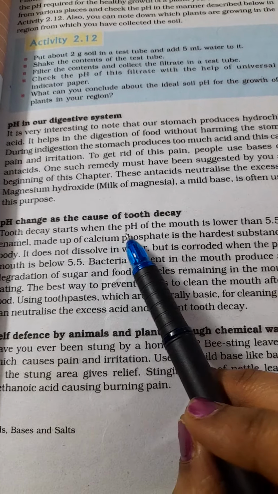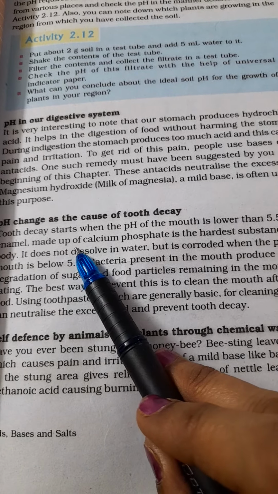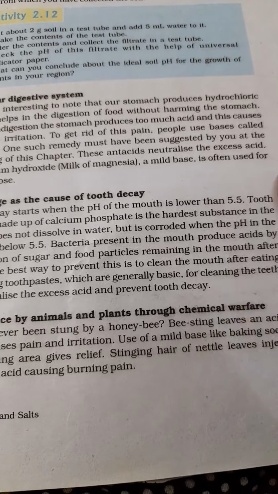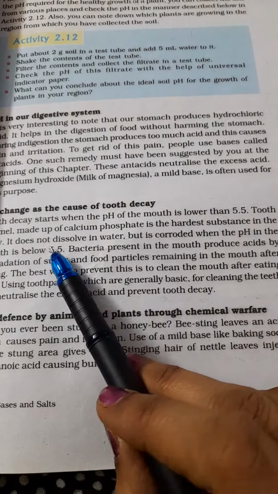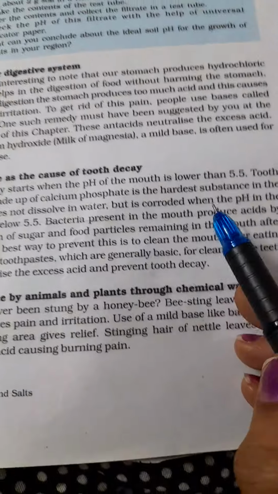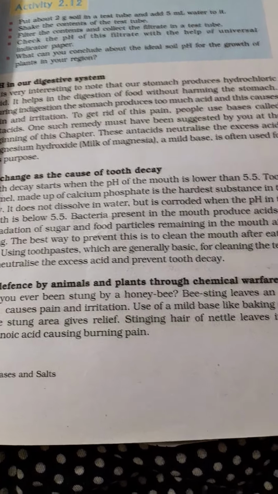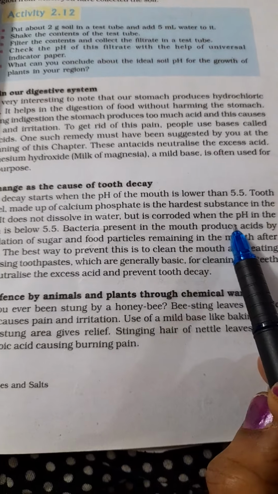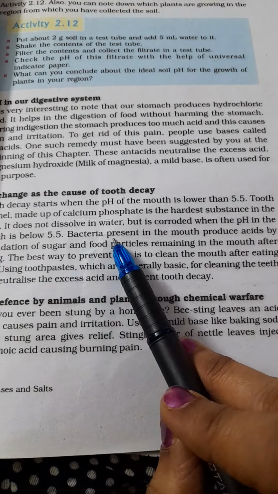Now pH change also results in tooth decay. Tooth decay will start if the pH of the mouth is lower than 5.5. See, as it goes towards 0, the acidic nature will increase. Tooth enamel is made up of calcium phosphate. What is calcium phosphate? It is the hardest substance in the body, and what is meant by hard? It does not dissolve in water, but it will be corroded when the pH in the mouth is below 5.5. So as a result, what happens?